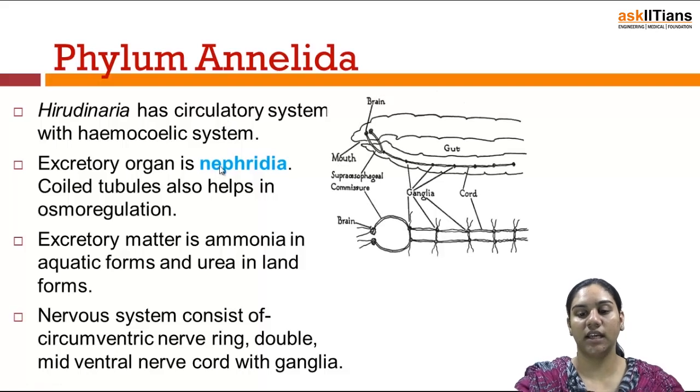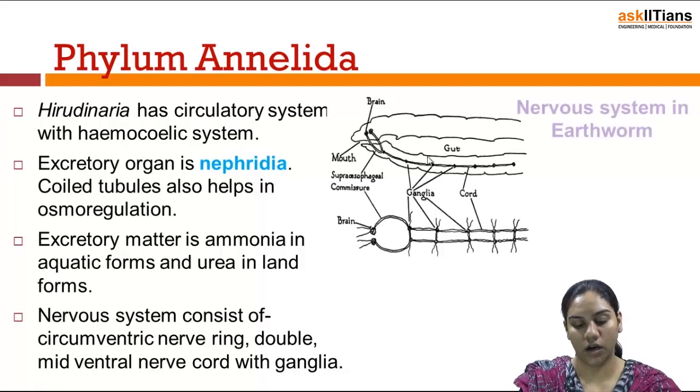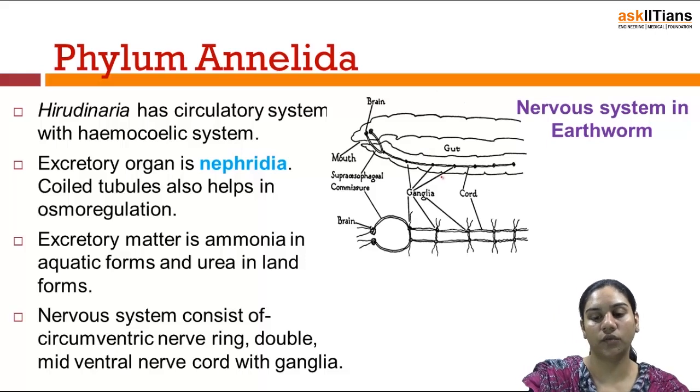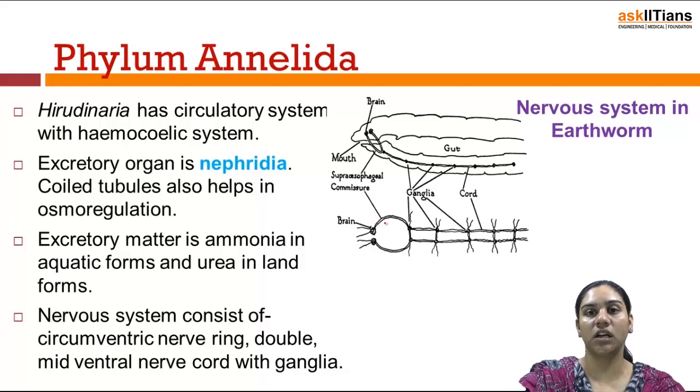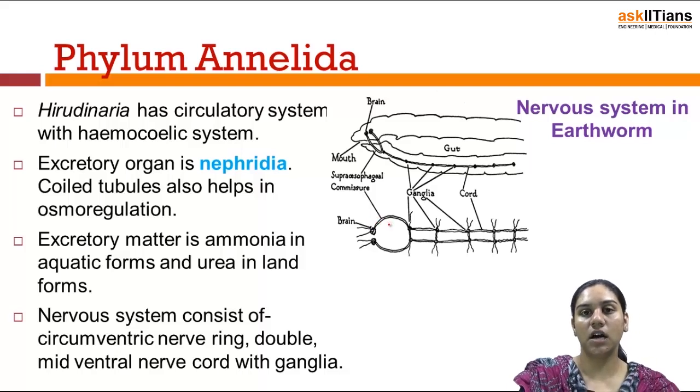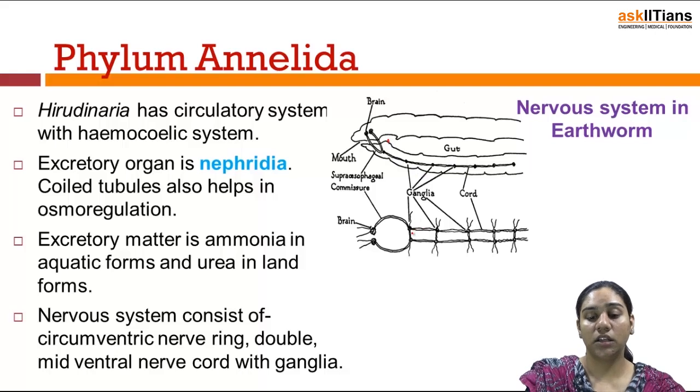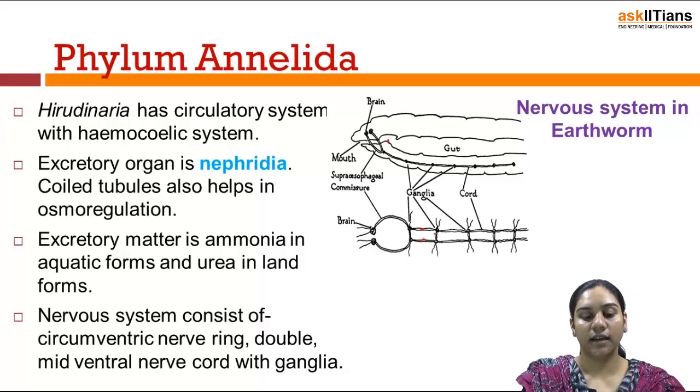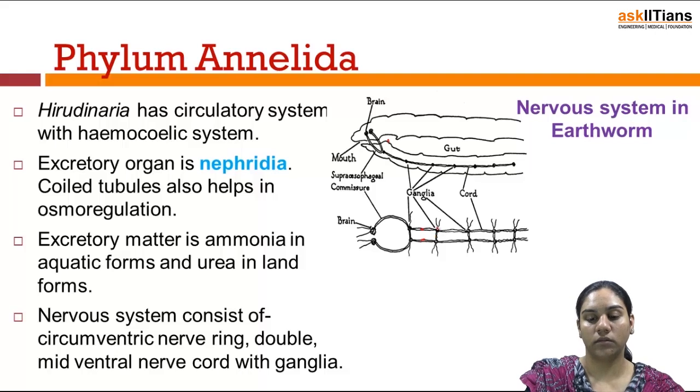Here in this figure you can see the figure of an earthworm. The nervous system is shown in the earthworm. Here you can see that this circular structure is forming a circumventric ring, meaning nerves are forming a circular structure around the pharynx of these animals. And here you can also see that the nerve cord is double, meaning 1 and 2. In between the nerve cord, ganglia are formed. So these are the ganglia, and the nerve cord is double and midventral.